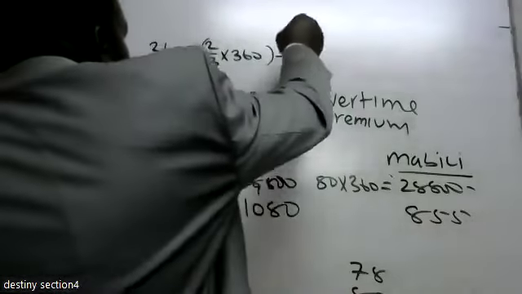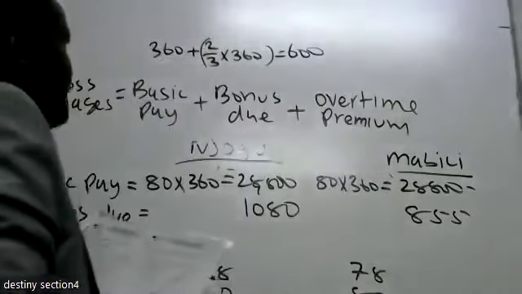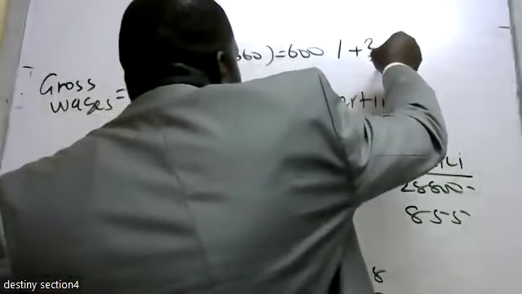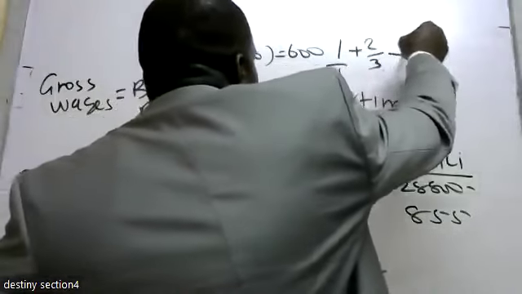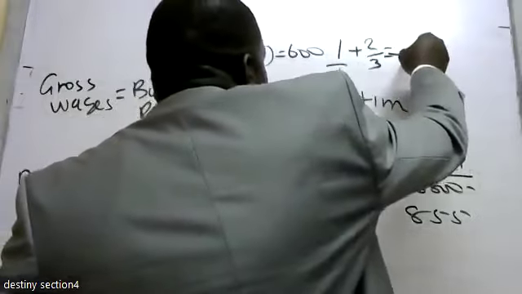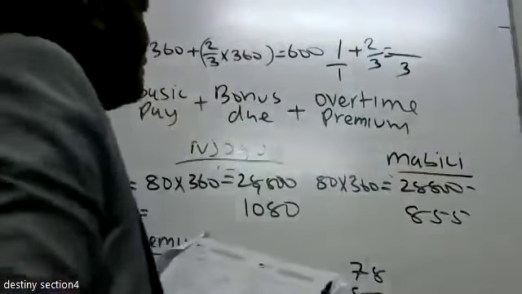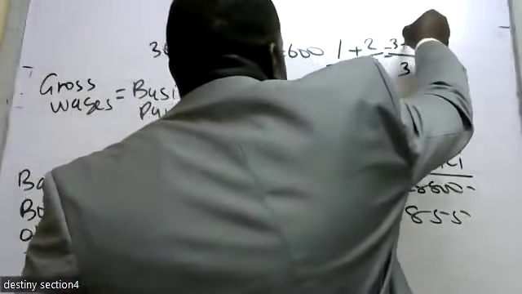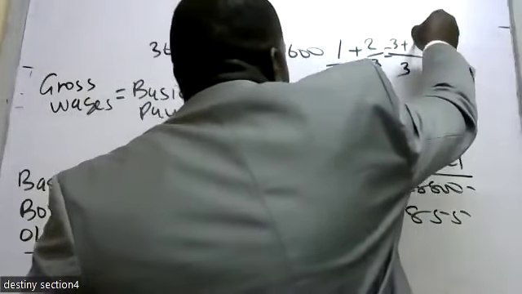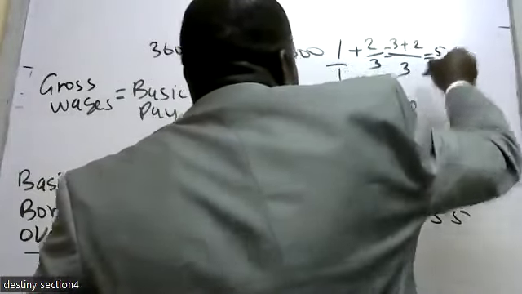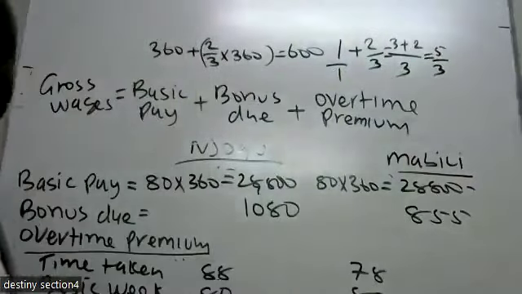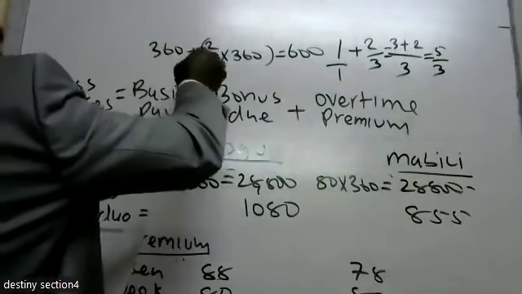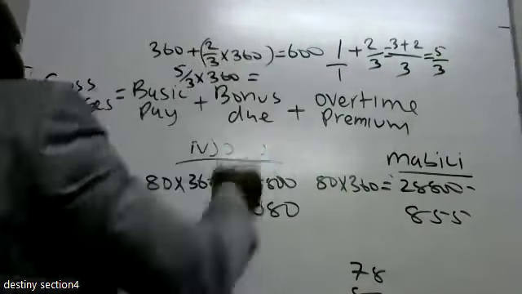This is the same as 600. Or alternatively, because it is like 1 plus 2 over 3. So we know the least common multiple is 3. So this one will go there 3 times, multiply that. This one will go there once, multiply 2. So it's the same as 5 over 3. So you simply take 5 over 3, multiply 306 to confirm whether you get the same.